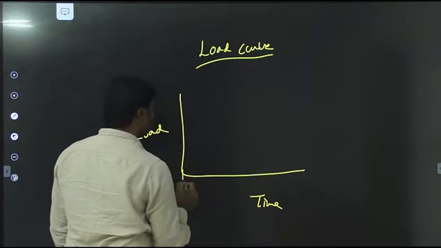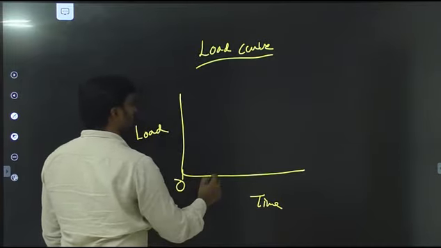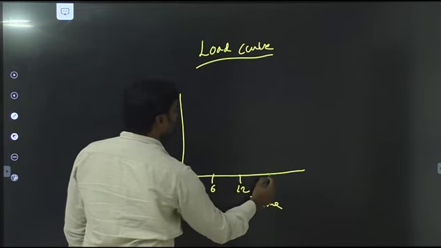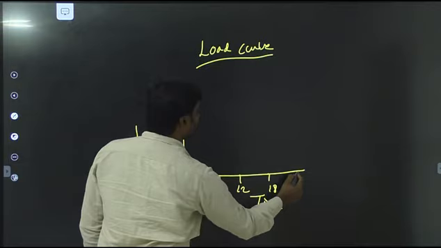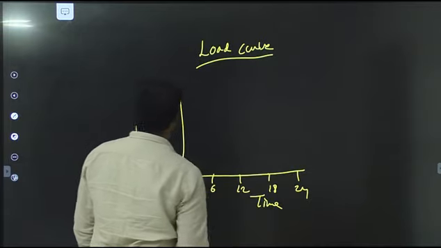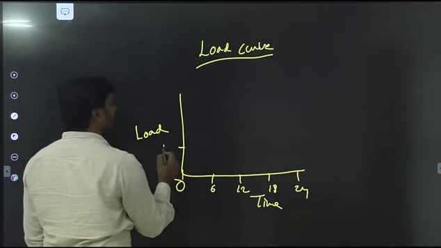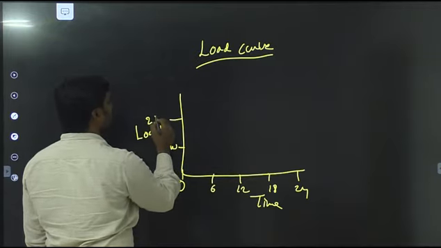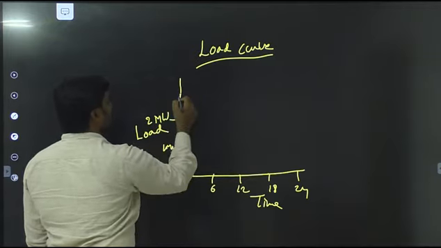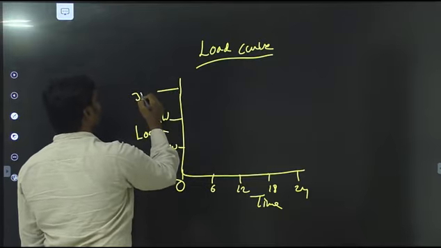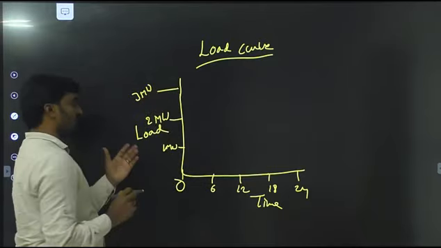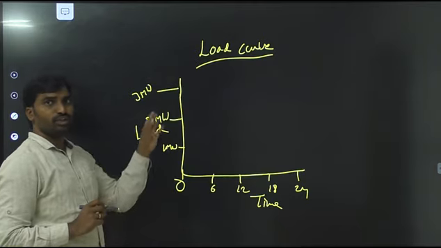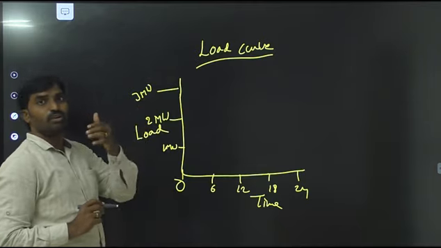So here the timing starts at 0, then 6 hours, 12 hours, 18 hours and 24 hours. And the load requirement is 1 megawatt, 2 megawatts and 3 megawatts. So these are our load requirements. If you require 1 megawatt, that is known as the base load. If you require 3 megawatts, that is the peak load.